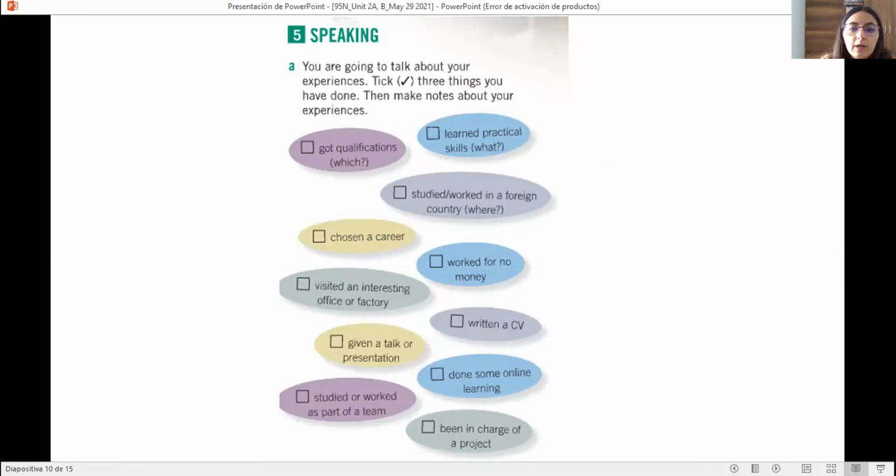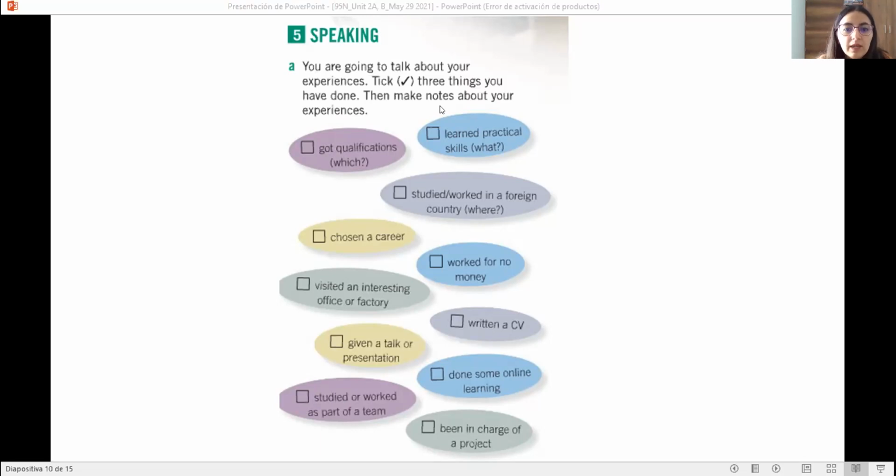What are we going to do now at this very point? You're going to choose 3 things you have done. Don't forget you will have to make notes about it so you can answer later. So you're going to have 2 minutes to think individually. Think and choose about 3 options right here, okay? You're going to choose 3 options and think about or make notes about the options you chose.